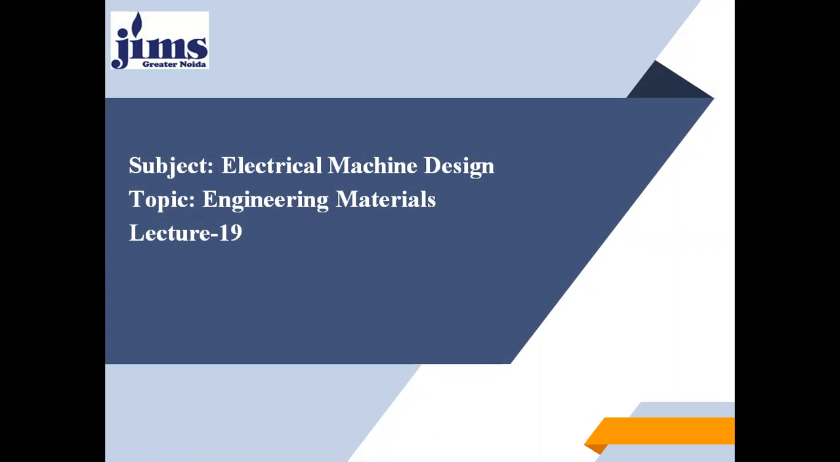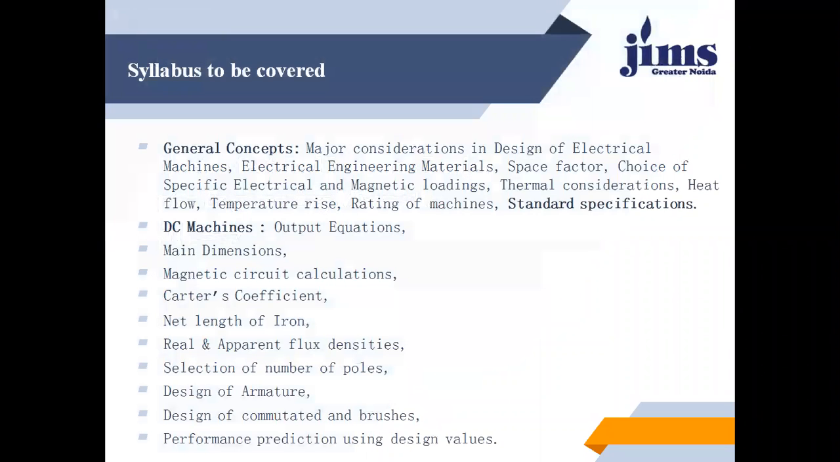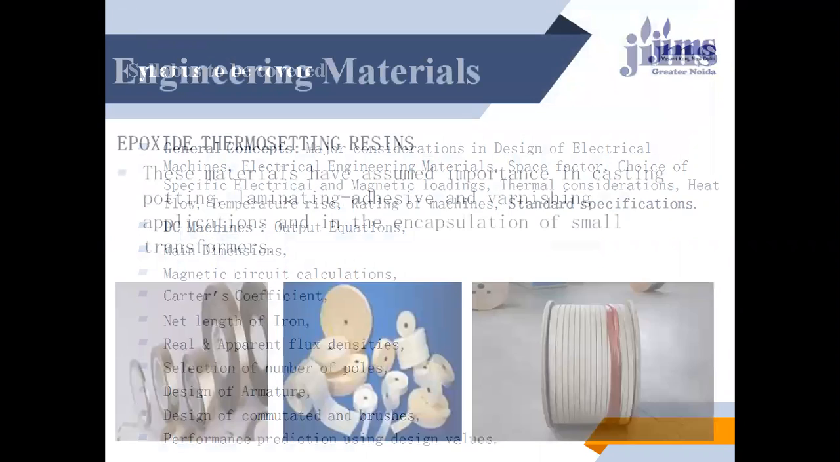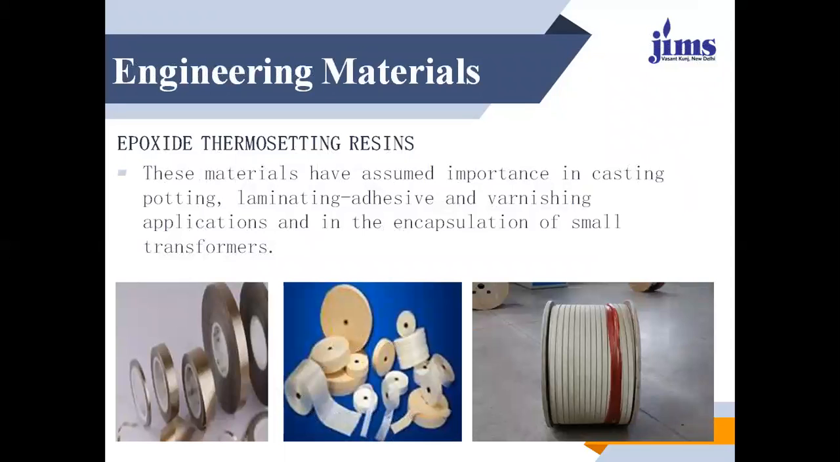In the previous lectures, we discussed the various components associated with electrical machine design as per unit one. Now we are discussing electrical engineering materials. Electrical engineering materials are associated with different types of parameters. They will be covered under insulation, as different types of temperatures are there.